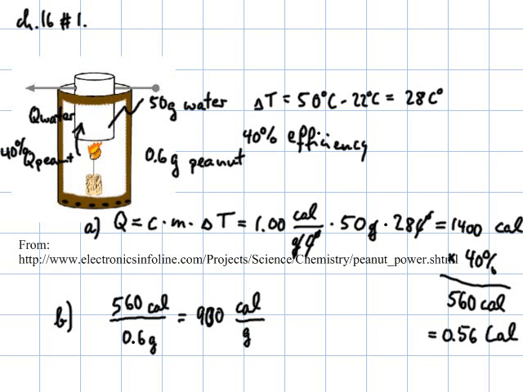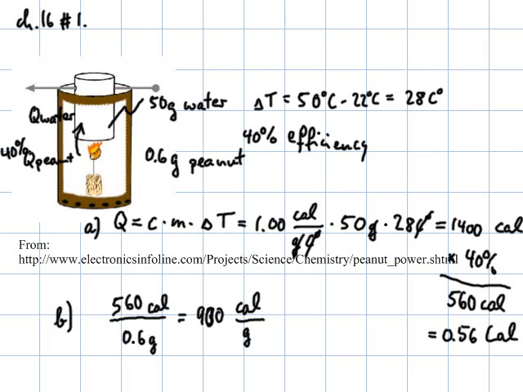In lab, Will burns a 0.6 gram peanut beneath 50 grams of water, which increases in temperature from 22 degrees Celsius to 50 degrees Celsius. The amount of heat absorbed by the water can be found with the equation Q equals Cm delta T, where Q is the amount of heat, C the specific heat of water, m the mass of water, and delta T the change in the water's temperature. A. Assuming that 40% of the heat released makes its way to the water, show that the food value of the peanut is 3,500 calories, or 3.5 food calories.